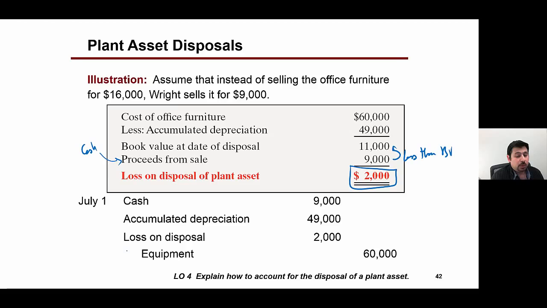As you can see, accumulated depreciation will be debited the full amount that was accumulated until the date of sale. Equipment will always be credited the original cost, and then the difference between the cash from proceeds from sale and the book value will be either a loss or a gain on disposal of plant assets.